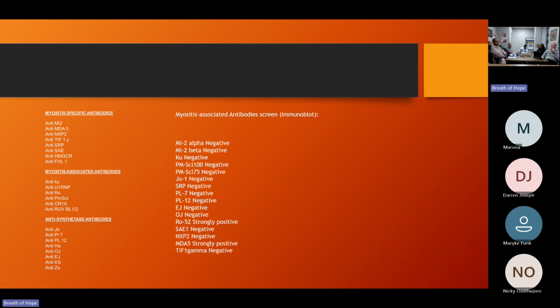So we can, before we've requested the test, often predict which antibody is going to be positive here if we've done a thorough clinical examination. And they're also good because they give us a bit of an idea on prognosis as well as on malignancy associated risk.